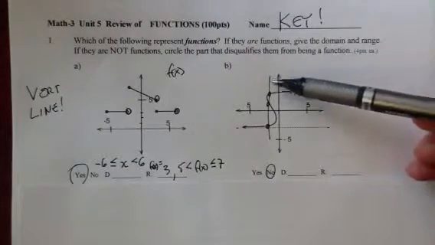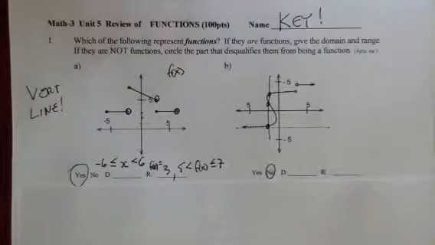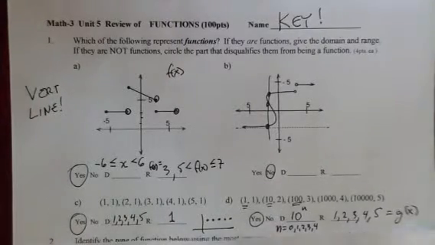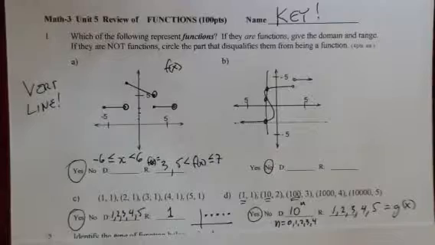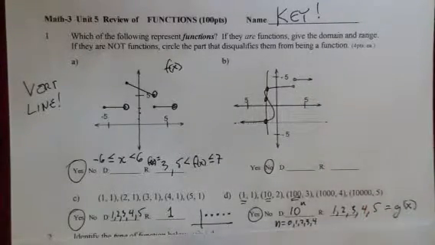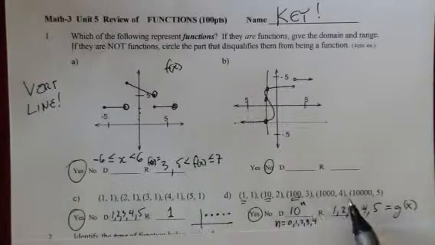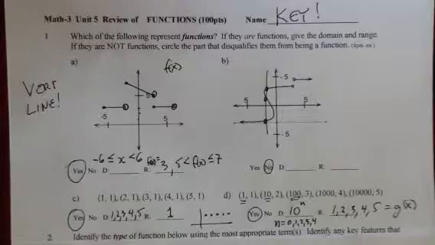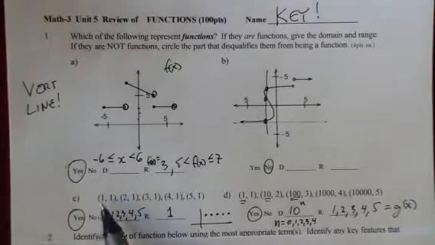This one fails the vertical line test, so that's a big no on that one. On to the next, we just have lists of ordered pairs. Do remember that there are 4 ways you can represent functions. We can show graphs, we can describe in words, we can list ordered pairs like this, and we can write equations. So looking at this, would this pass a vertical line test?